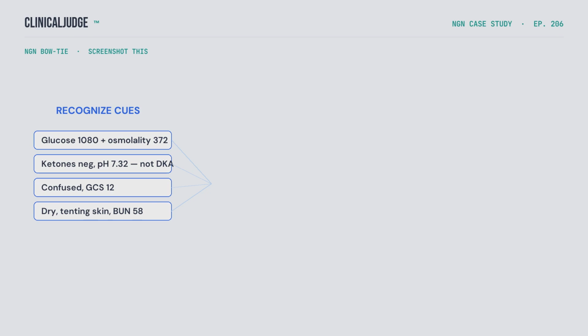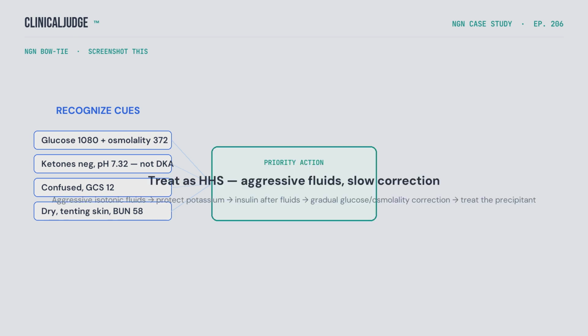Let's tie the case together. Your cues: a glucose of 1080 with an osmolality of 372, blood dangerously concentrated, but with negative ketones and a near normal pH, telling you this is the hyperosmolar state and not ketoacidosis, along with profound confusion and the signs of a massive fluid deficit.